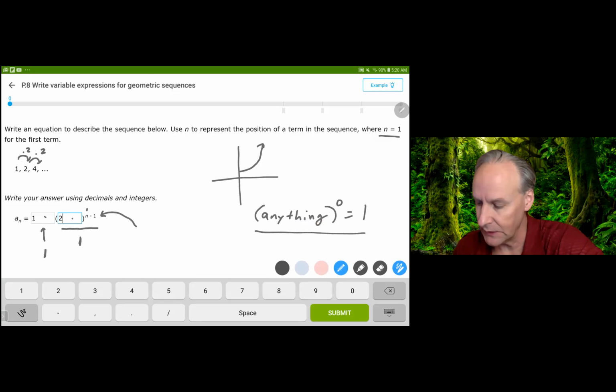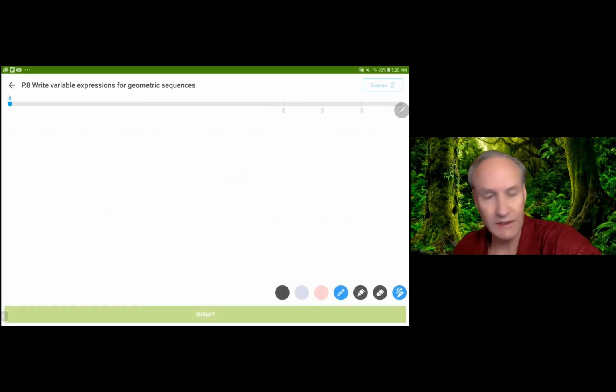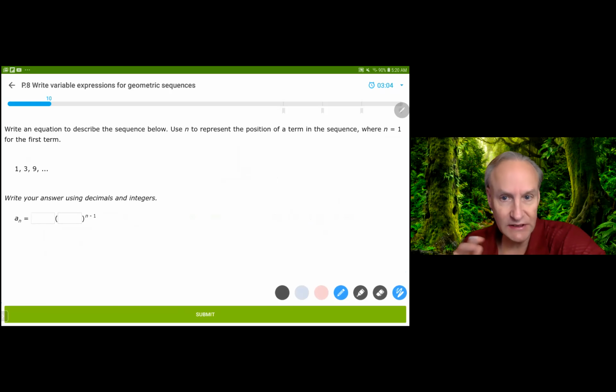1 times 1 is 1. 2 to the first power is 2. 2 times 1 is 2. And finally, 2 to the second power is 4. And 1 times 4 is 4. So I can check it that way. I know that's way more information than you wanted. So watch out for negatives and watch out for alternating negatives. We've got to watch for those too.